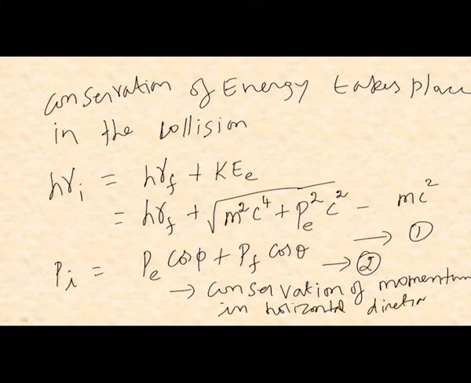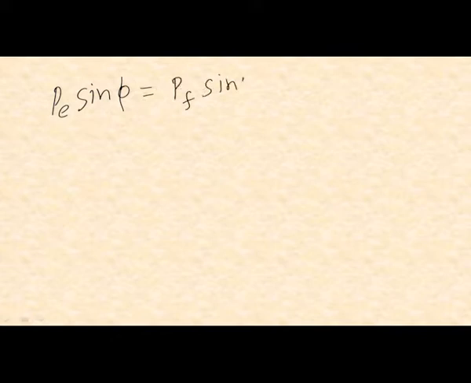Next, like that we have to get an expression for conservation of momentum in the vertical direction. So in the vertical direction there is no initial momentum, so you will get p_e sin phi is equal to p_f sin theta. Keep this as equation 3. This is the conservation of momentum in the vertical direction.